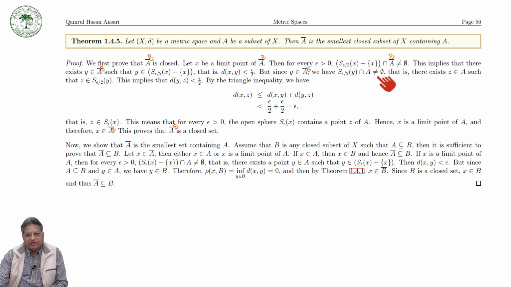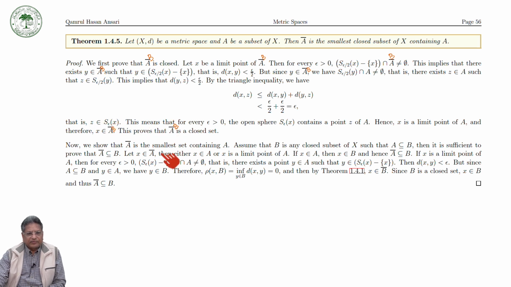So this is non-empty. It means that there exists a point Z in A such that it also lies in this set. It means that d(Z,Y) is less than epsilon by 2. And now by using the triangle inequality, we can say that d(X,Z) is less than or equal to d(X,Y) plus d(Y,Z), and this is less than epsilon by 2, this is less than epsilon by 2, so the whole thing is less than epsilon. It means that Z is an element of the open sphere with center at X and radius epsilon. So Z lies in this open sphere.